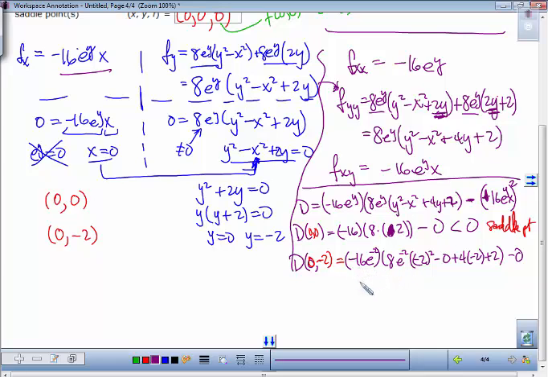So I have negative 16 e to the negative 2. I know that first one's going to be negative. Now let's see what happens here. Whatever is happening in the parentheses is going to tell us what's happening for this whole expression. So I have a 4 minus 8 plus 2. What is that? Negative 2. So it's a negative. So we have a negative times a negative is a positive. So now that that's the case, I have to go back and check.